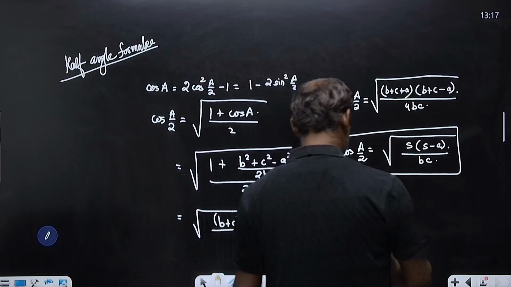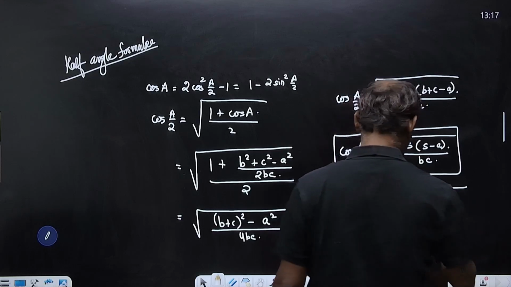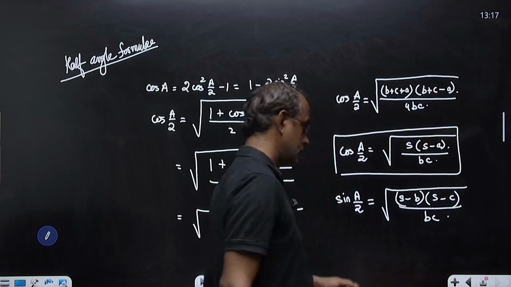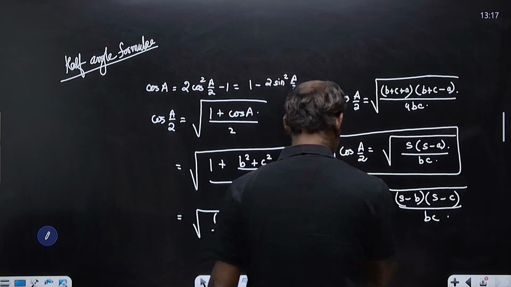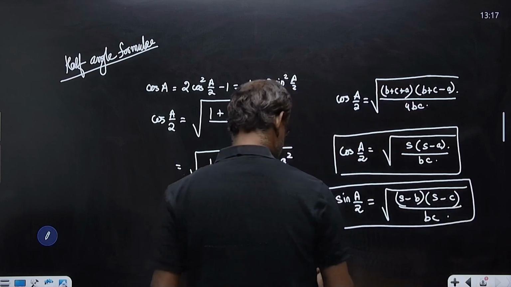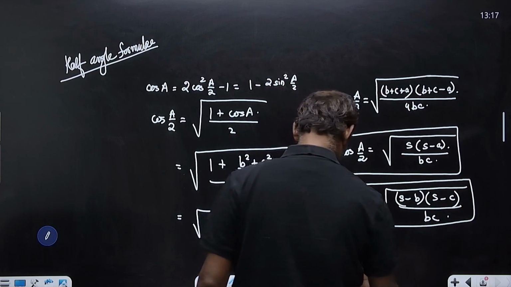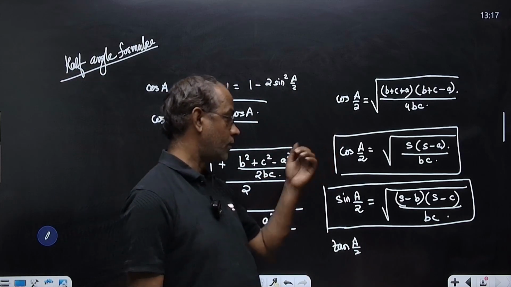So it is, I would request all of you to do it on your own. S minus B, S minus C by BC. Similarly, for other angles you can find tan A by 2. What is tan A by 2? Just divide them. Sin A by 2 upon cos A by 2.